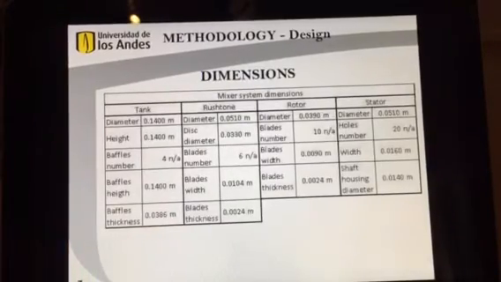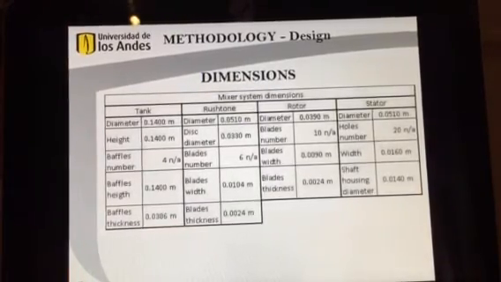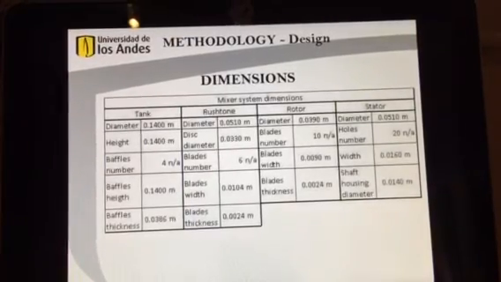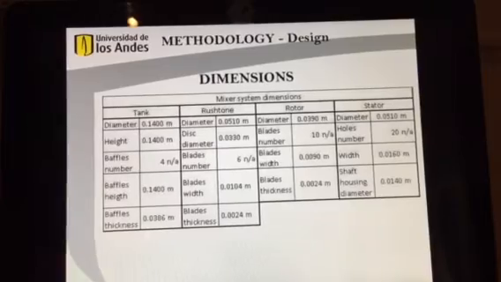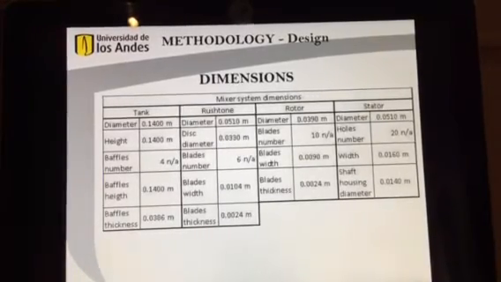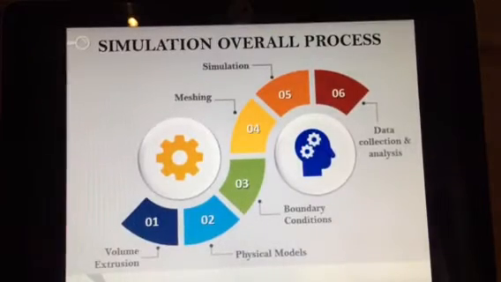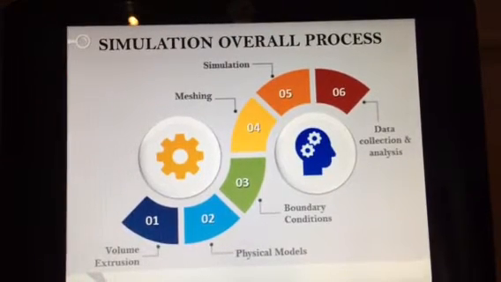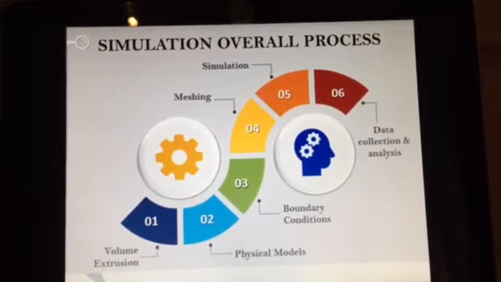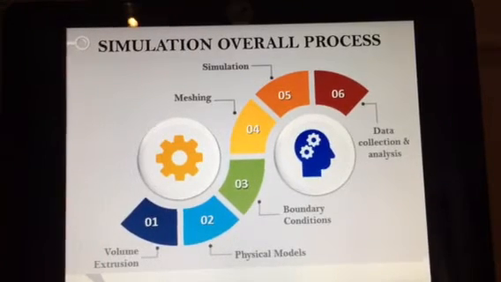Here, we can observe the dimensions for the diameter, height, baffle number, baffle height, and baffle thickness obtained for the tank, Rushton turbine, rotor, and finally the stator. At this point, we could start the simulation process, which consists of the volume extrusion, the physical models, the boundary conditions, the meshing, the simulation, and finally the analysis of the results.